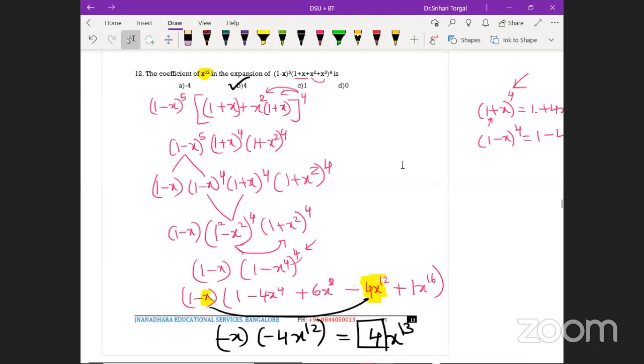x power 13, right? You have to concentrate on simplifying all these.